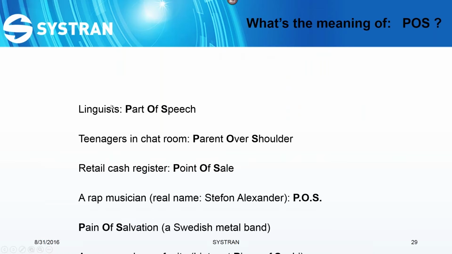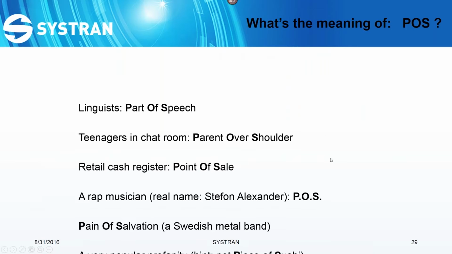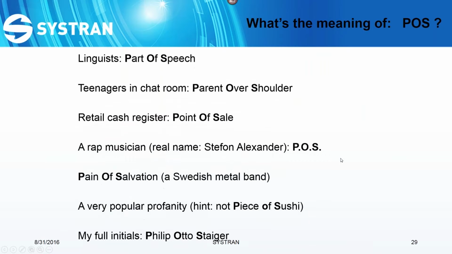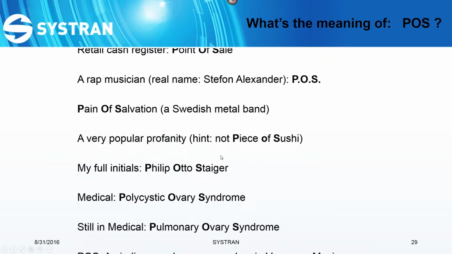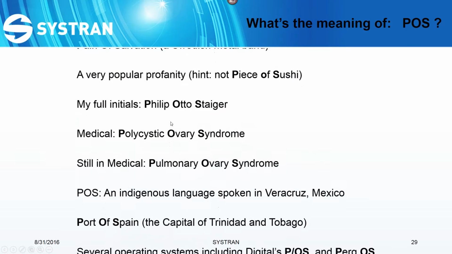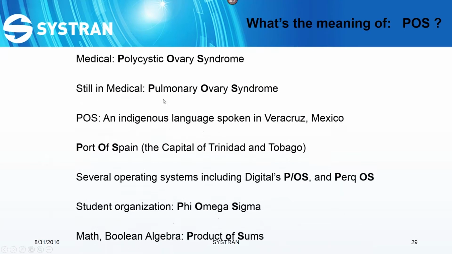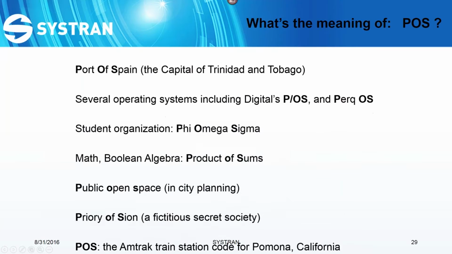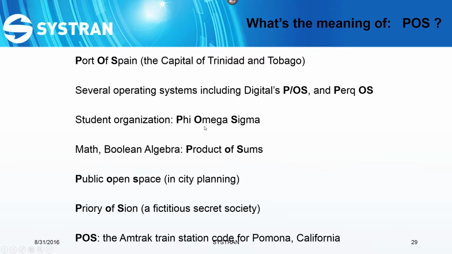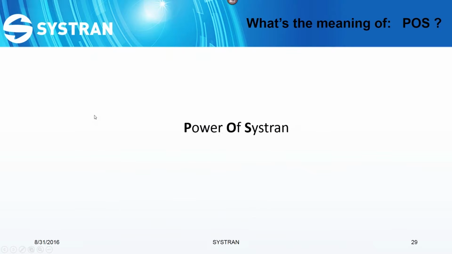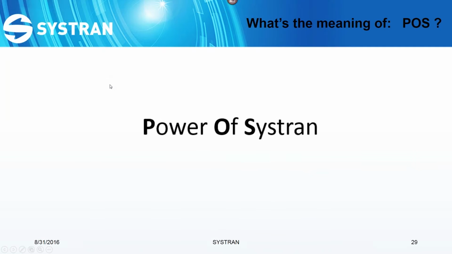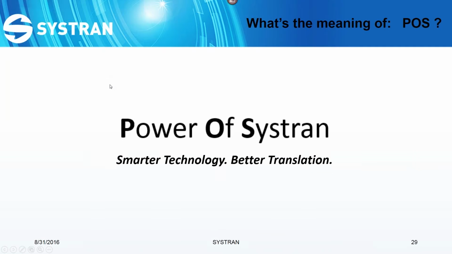So there are challenges, but the fact is that even though there are perhaps 20 different ways to translate POS, point of sale, part of speech, piece of sushi, to be careful here. My initials happen to be POS. There are several medical ways to translate it, like polycystic ovary syndrome. There are cities, there are products of sum in mathematics. I like to call it power of SYSTRAN, and it is really an interesting addition to using simply translation memories, because it takes it to the next level. It allows you to significantly reduce the amount of time it takes to do a big translation project.